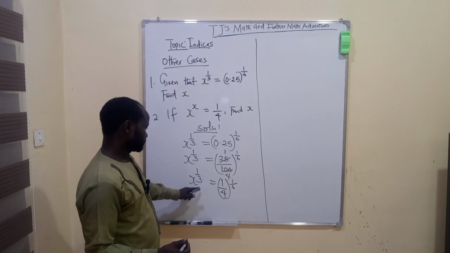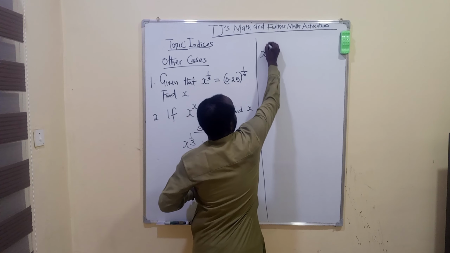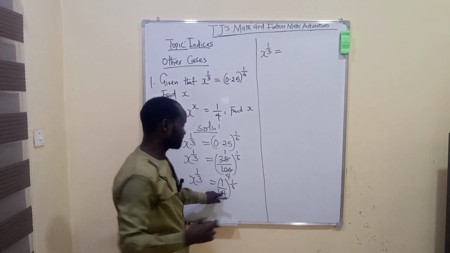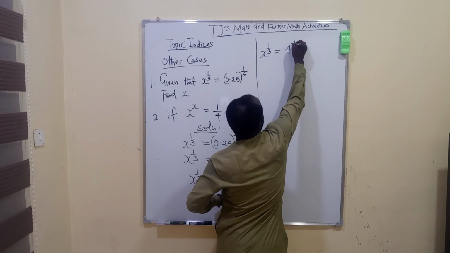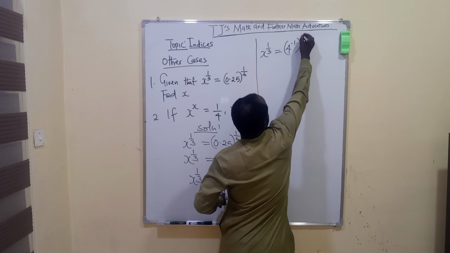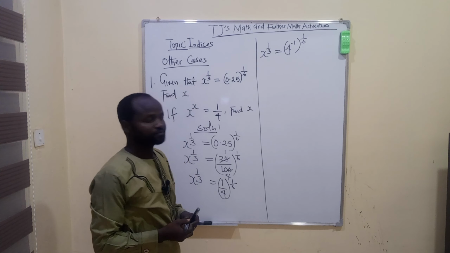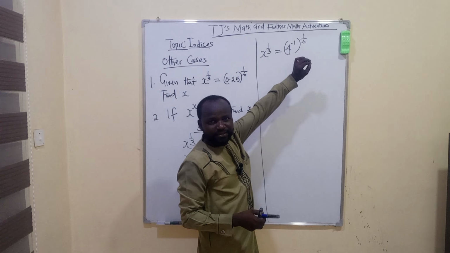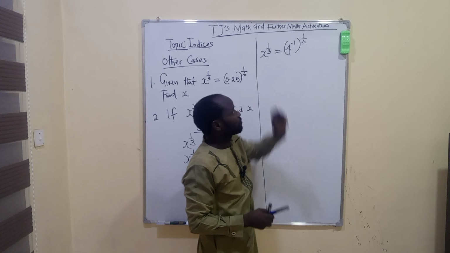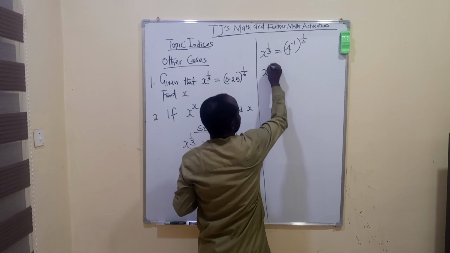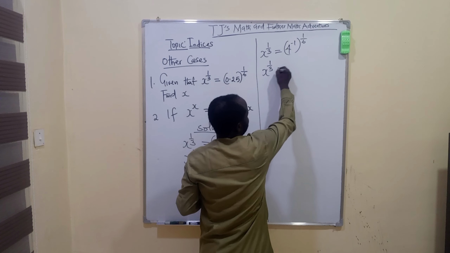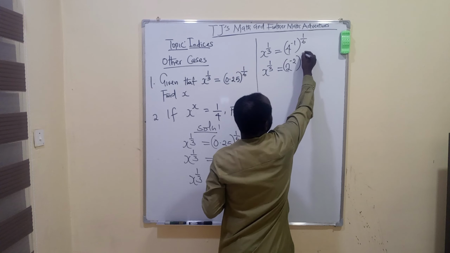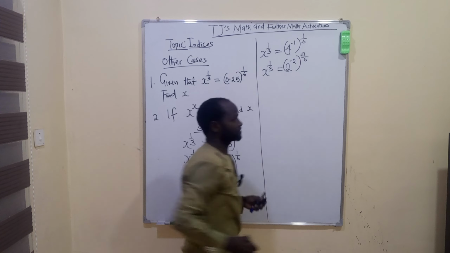So we can write this as x power 1 over 3, which is equal to, now we apply the negative law of indices here. 1 over 4 is the same thing as 4 power minus 1, all in power 1 over 6. So at this point, we can apply the power law of indices. Minus 1 will multiply 1 over 6. We can still split this 4, which is the same thing as 2 power minus 2, all in power 1 over 6.